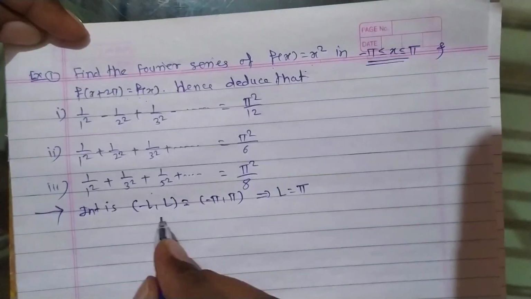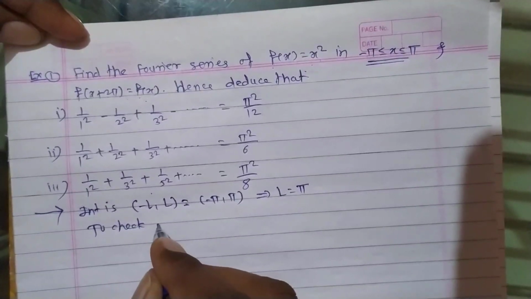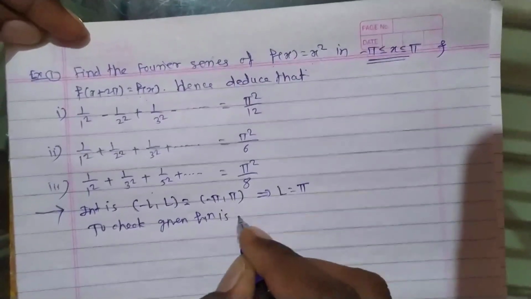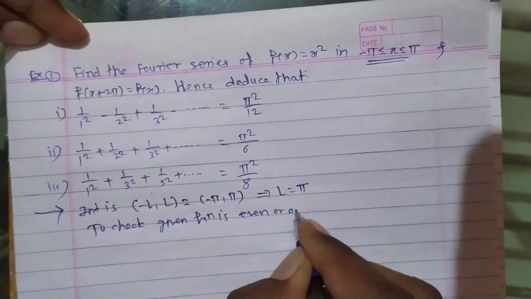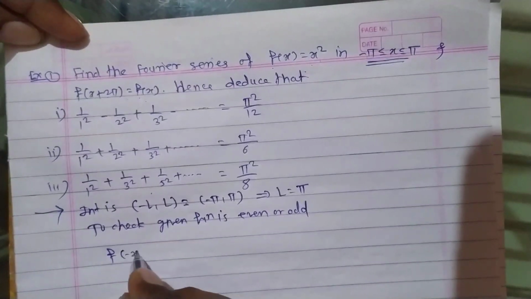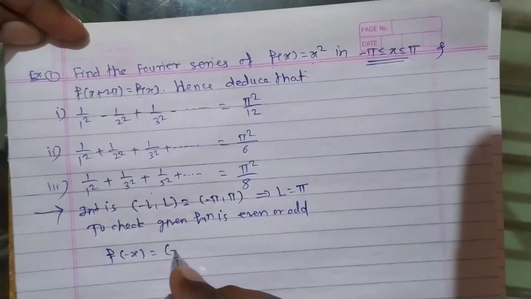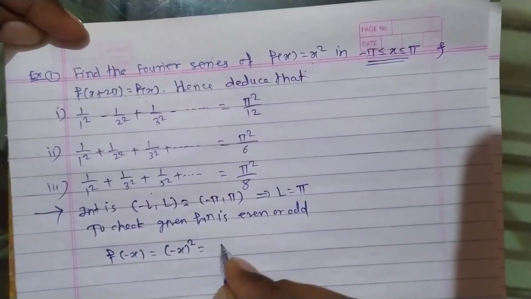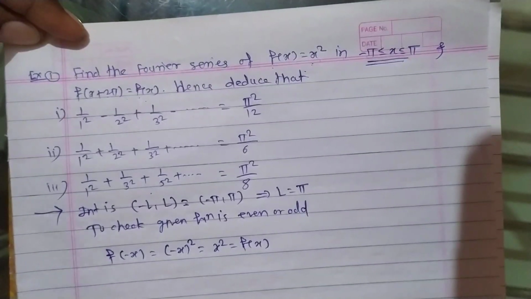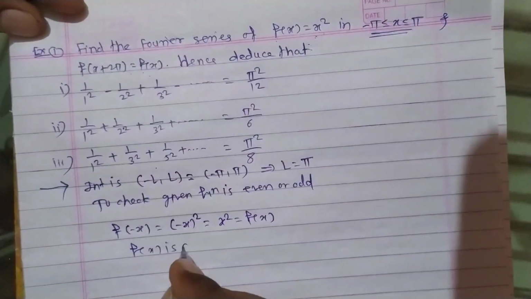Now if the interval is −L to +L, then we first have to check whether the given function is even or odd. How do we check? By putting x equal to −x in the given function. The given function is f(x) = x². If we put x equal to −x, we get (−x)², which is equal to x². So we get the original function f(x), and from this we can say that f(x) is an even function.